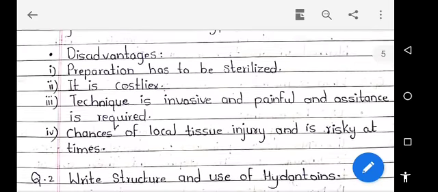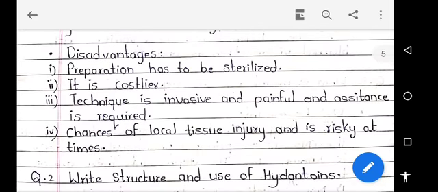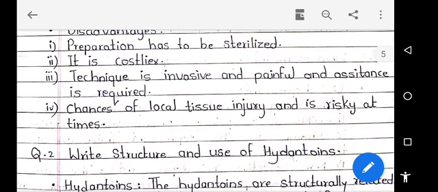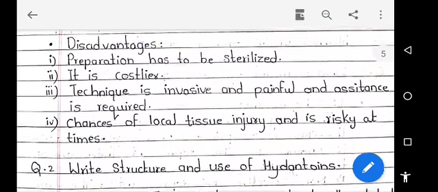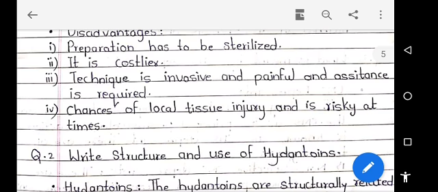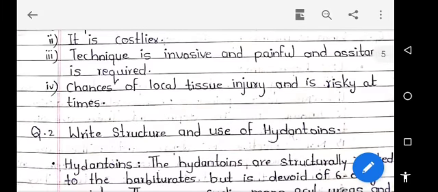The disadvantages of this route is that the preparation has to be sterilized. This is the main disadvantage, because if we enter an unsterilized liquid into the body, it will cause more damage to the body. Preparation has to be sterilized. It is costlier, as it is passed directly into the blood. It is costlier.